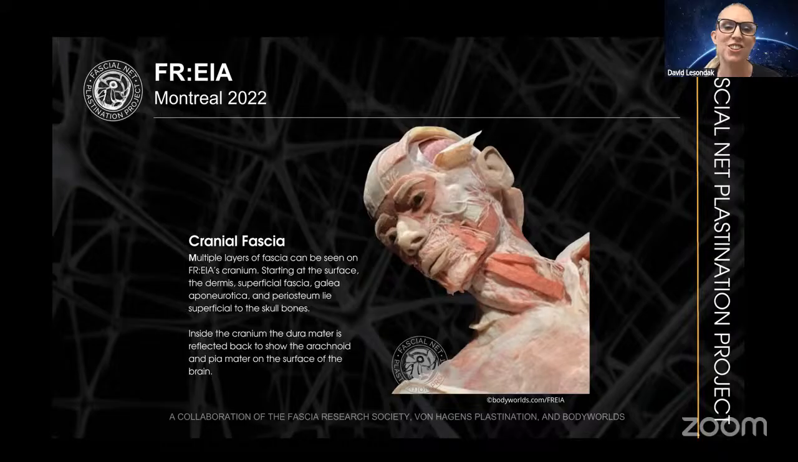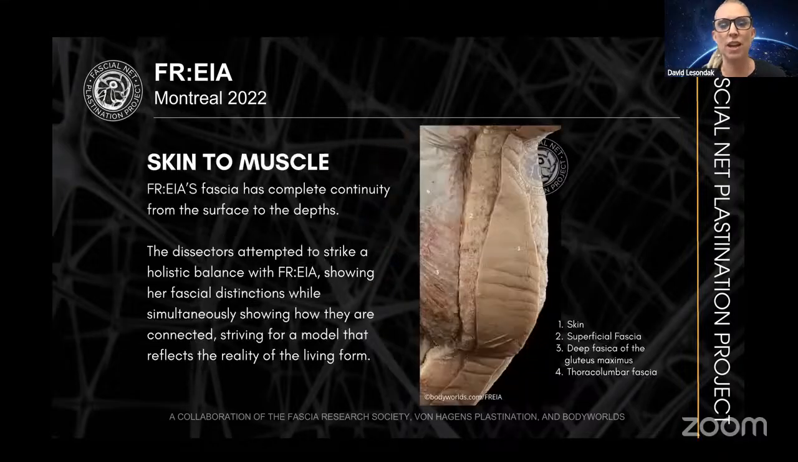Deep to the skull, you can see a big flap that was created, and that window, of course, is into the very famous dura mater, a very strong fascial system that's a part of the central nervous system. As that's reflected back, the arachnoid and pia mater are shown on the surface of the brain. And with a close-up, we would even be able to see the vascularity that is there as well. There's many, many things to describe on Freya, so I'm just going to hit some of the highlights.